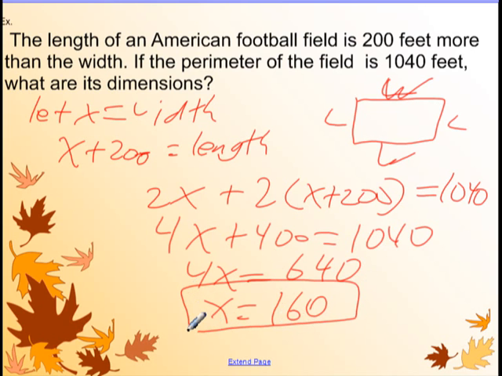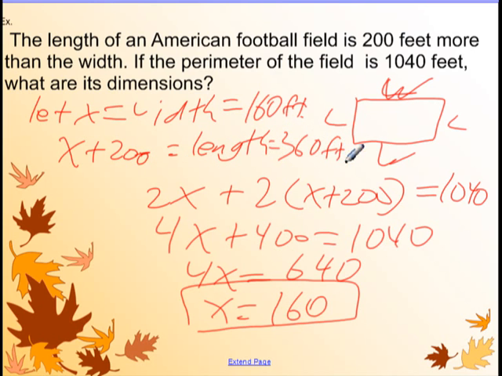Great, I'm done. No, I'm not. That's not what the question said. The question didn't ask me what x equals. It asked me what are the dimensions of the football field. So if x is the width, then the width is 160 feet. And the length is 200 feet more than the width, so the length is 160 plus 200, which is 360 feet.